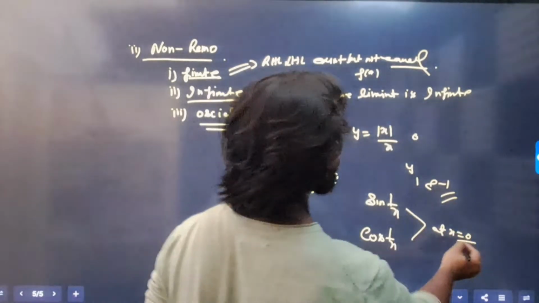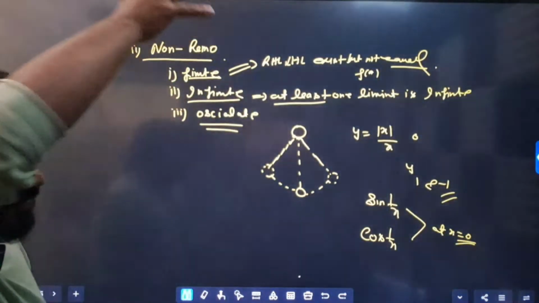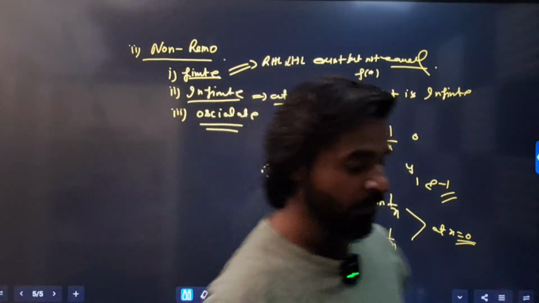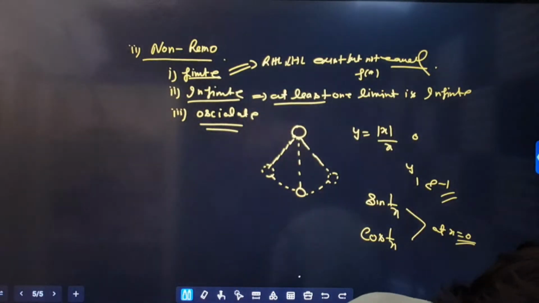At x equal to 0, it is just a non-removable discontinuity. Okay, just a non-removable discontinuity. Give me 1 minute.